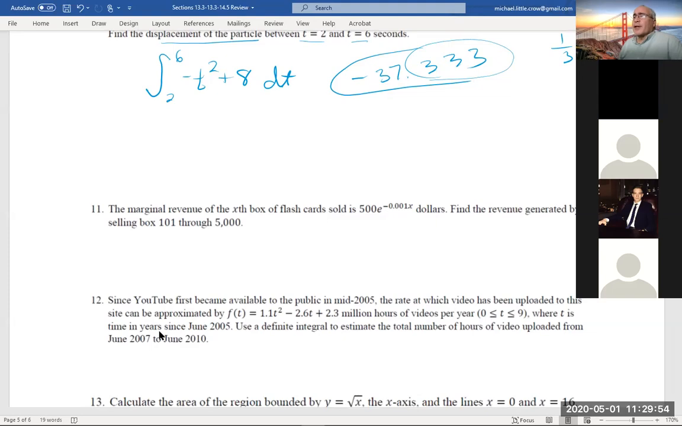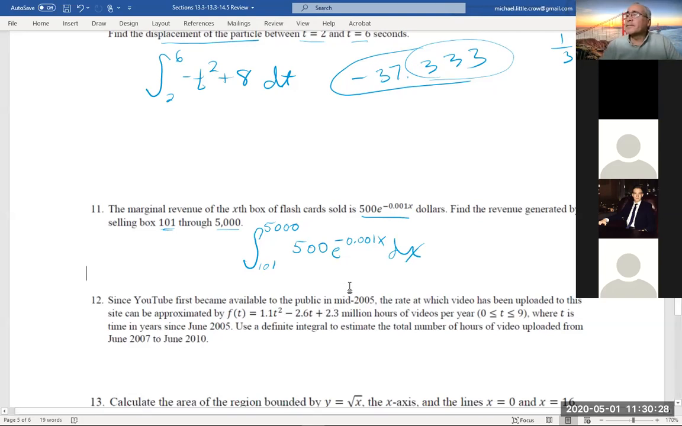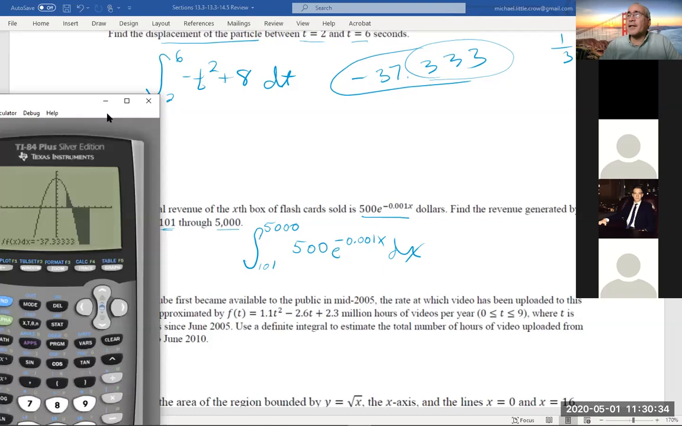Marginal revenue, x boxes of flashcards sold is this. So that's a marginal. The revenue generated from selling 101 to 5,000. So what we get is we get the integral from 101 to 5,000. So that's what we're looking for. Let's go ahead and do it graphically first.